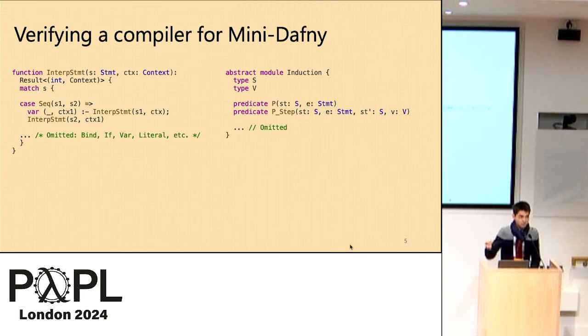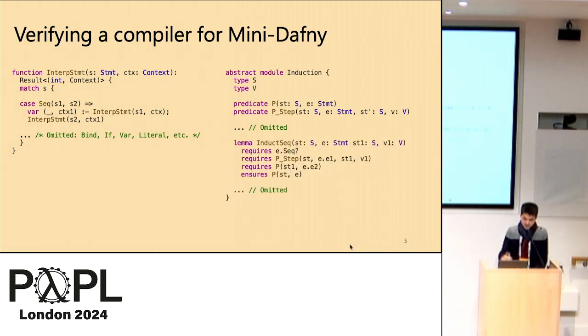And in particular, we need a few more auxiliary predicates. For example, we need not only the predicate P, which is what we want to prove, but also a P-step predicate, which allows us to mention intermediate steps of execution. And in the case of sequences, this gives the following.